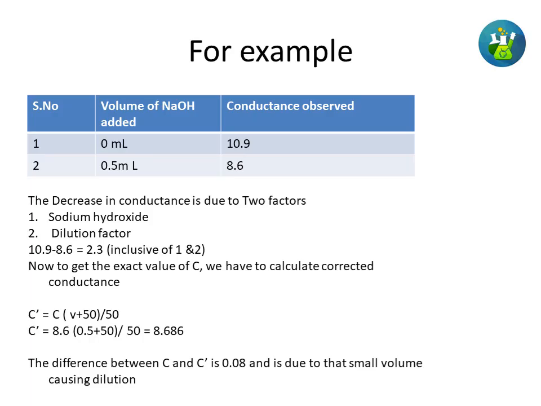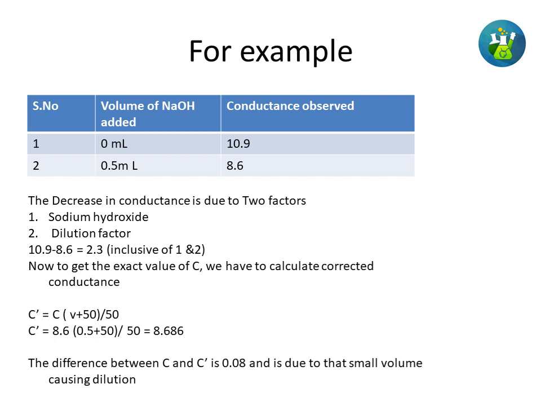So to explain this, I have taken another example. Say for example, I have added 0 ml of sodium hydroxide, which means I did not add any sodium hydroxide, and I observe a conductance value of 10.9. Then I have added from the burette into the beaker 0.5 ml of sodium hydroxide solution. Then I found 8.6. There is a decrease. Naturally, we think that it should decrease because H plus ions will react with OH minus ions and form water. So there will be a decrease in H plus ions.